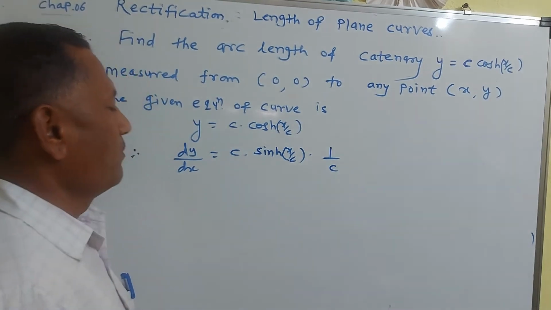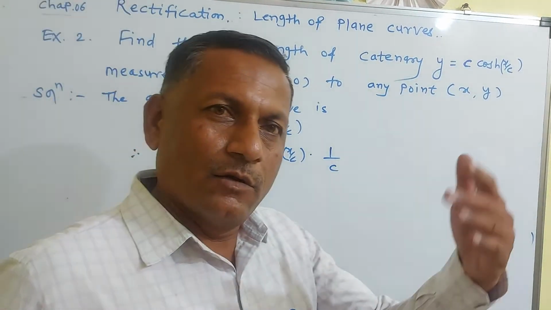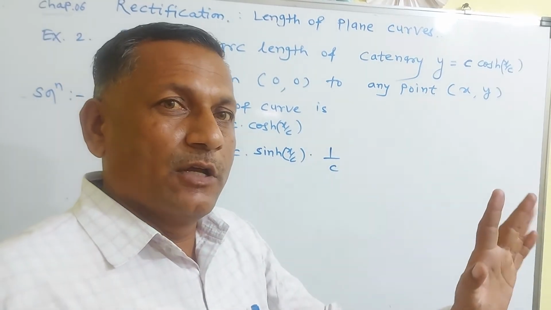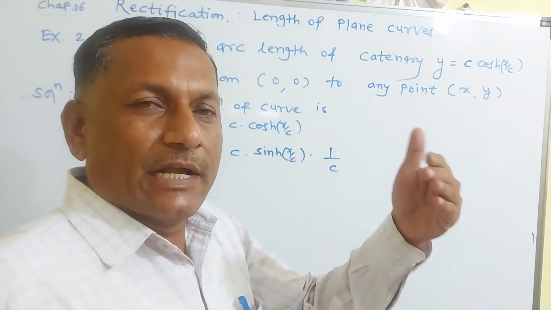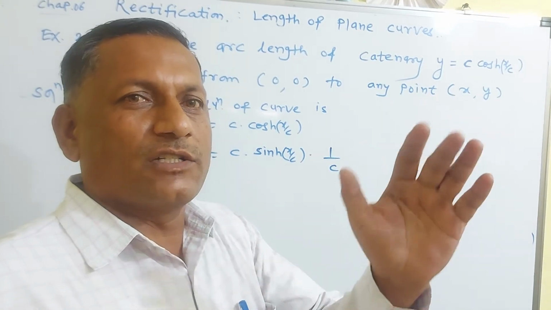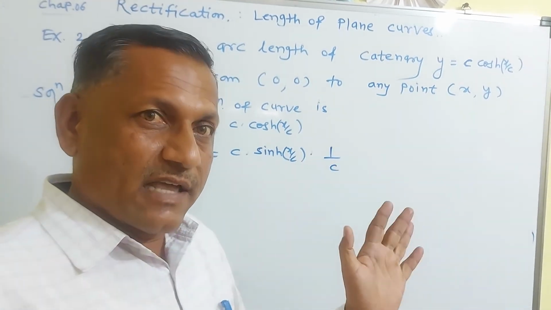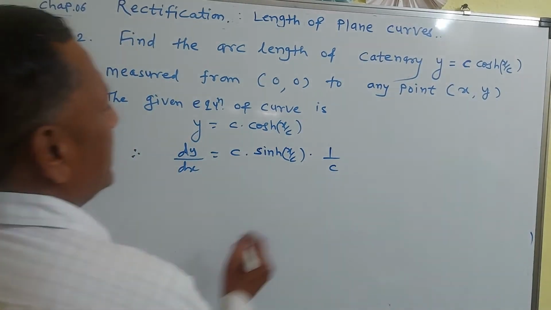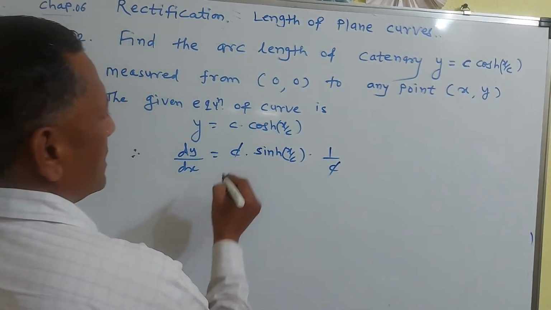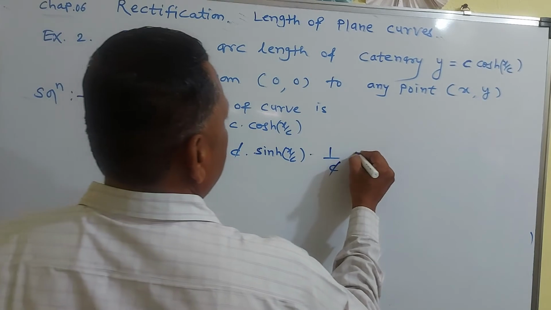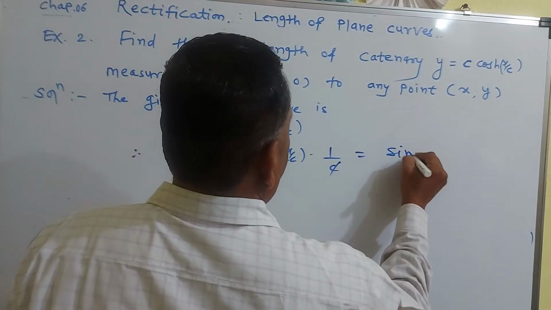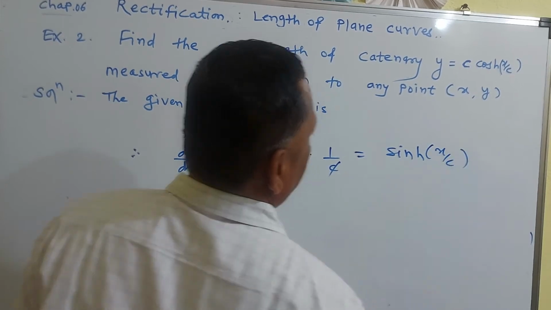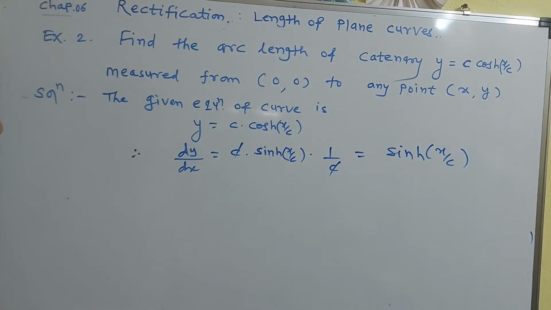You know that the derivative of sin hx is cos hx and the derivative of cos hx is sin hx in hyperbolic functions. But in trigonometric functions, the derivative of sin x is cos x and the derivative of cos x is minus sin x. So this is the hyperbolic function. Here c cancels. Therefore dy by dx is sin hyperbolic of x upon c.